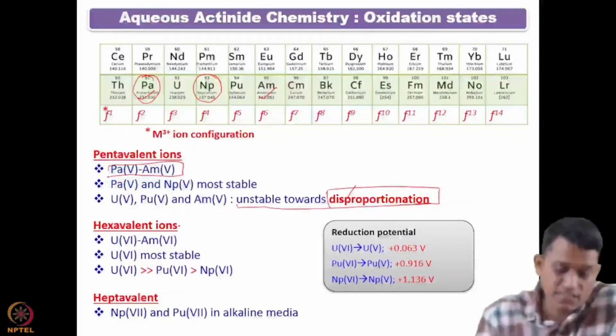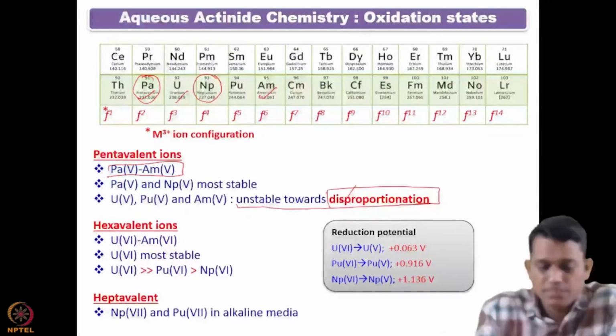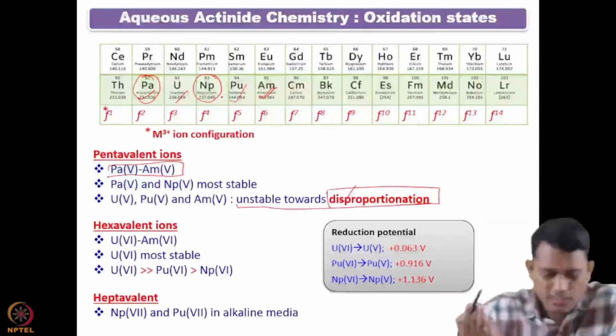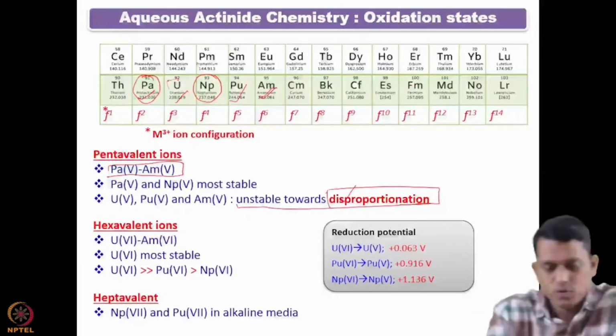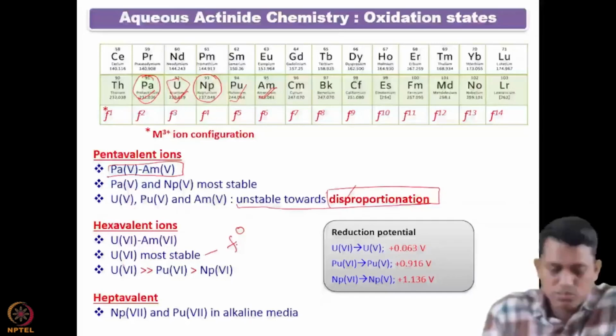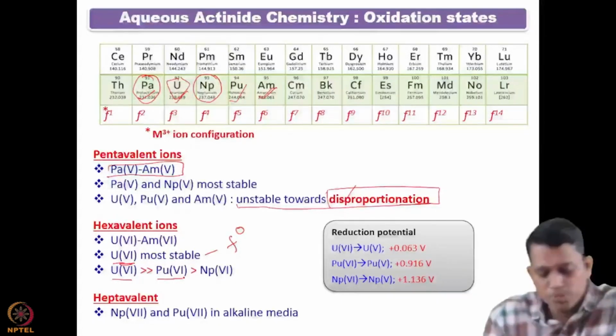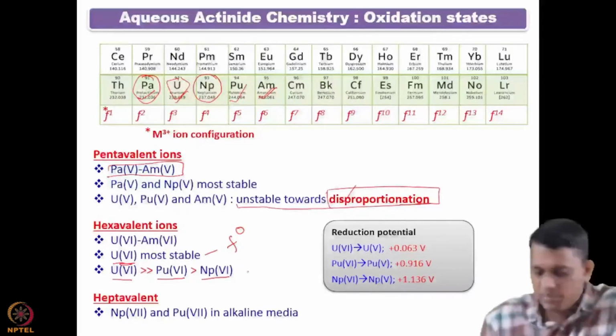When I talk about the hexavalent ion, again, from uranium to americium, they all can be prepared in the hexavalent state, and the most stable one is uranium. Uranium is stable because of the f0 system. If you see, uranium 6 doesn't have any electron in the f orbital. And if you talk about the relative stability, again, uranium 6 is very much stable compared to plutonium 6, which is stable compared to neptunium 6.